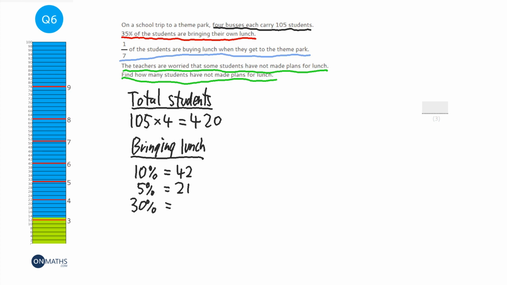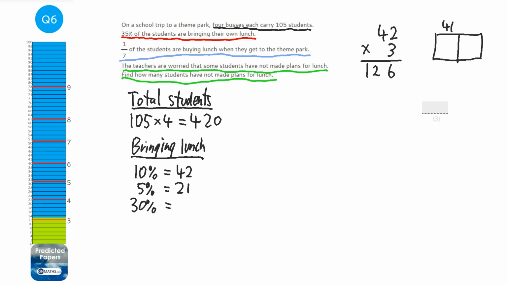And all we do is times the 10% by 3. And again, I could do a bit of working out for this. So 42 times by 3. And you can use any method you want. A lot of you probably prefer doing the grid, which is absolutely fine. So 40 and 2 and 3. Obviously, if it's on the calculator paper, you can just use a calculator. But either way, you get 126. So it's going to be 126.